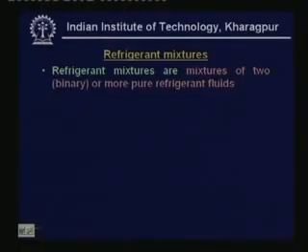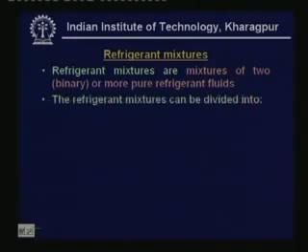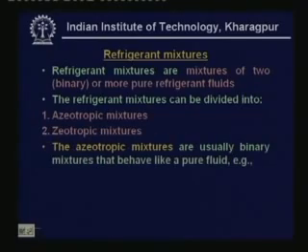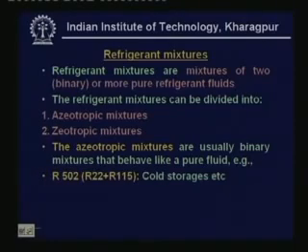Refrigerant mixtures are mixtures of 2 or more pure refrigerant fluids. The refrigerant mixtures can be divided into, as I said, azeotropic mixtures and zeotropic mixtures. The azeotropic mixtures are usually binary mixtures that behave like a pure fluid. So for all practical purposes, they behave like a pure fluid. The example is R502, which is a mixture of R22 and R115. This was mainly used in cold storages, etc. But this is banned because of R115, which is an ozone depleting substance.